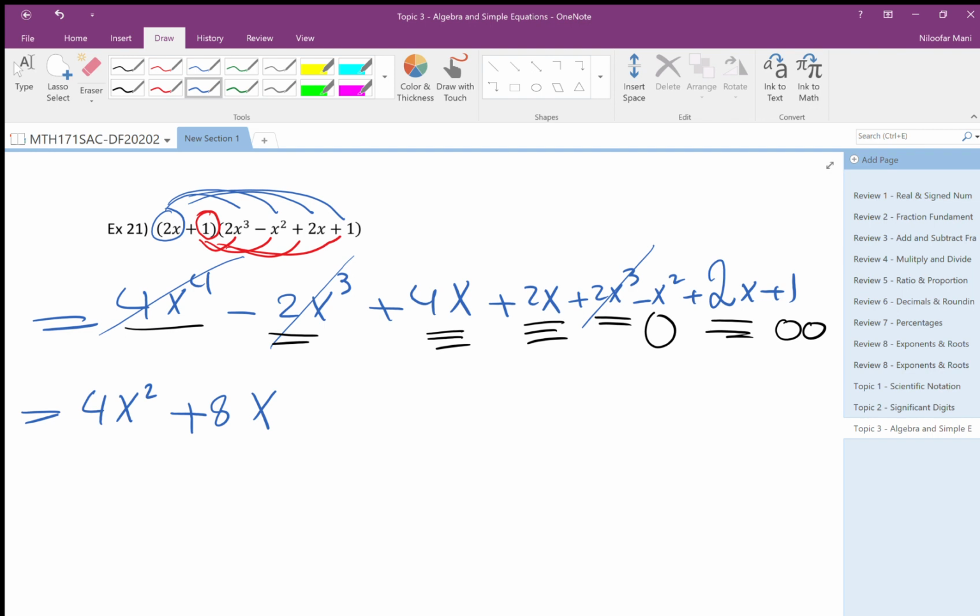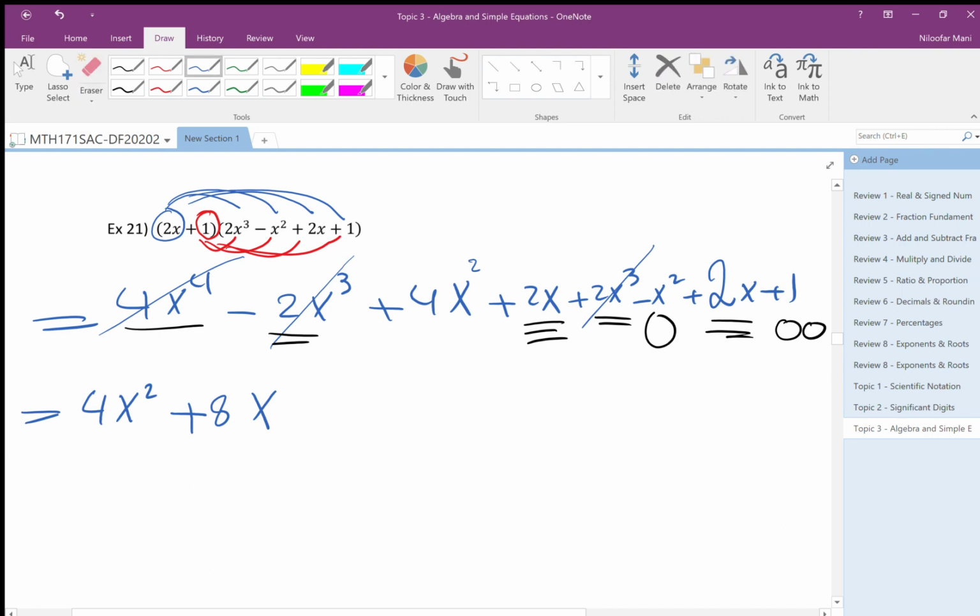Okay, so let me check it. So it's 4x power 4 minus 2x squared cubed. Okay, I made a mistake here. So this must be a squared, right? Okay, so power 4, power 3, and power 2, yes. And then this, and then here that. Yes, yes. Okay, so now I have to change it.